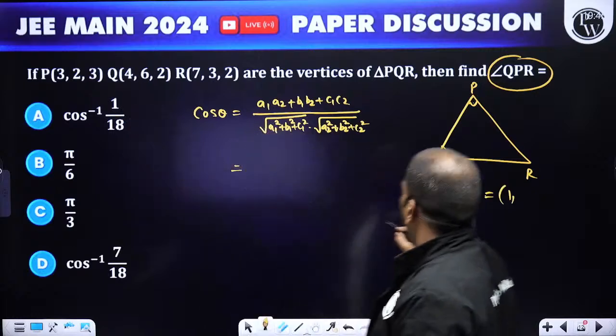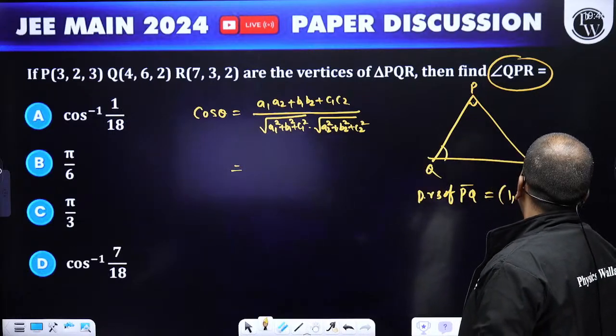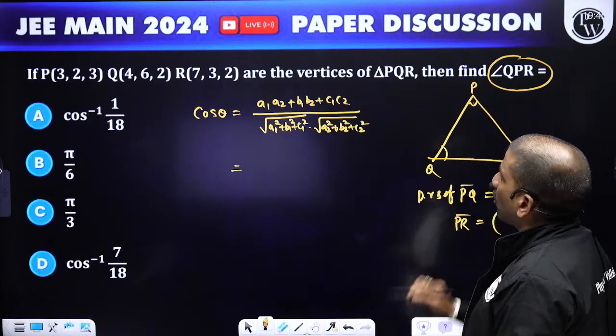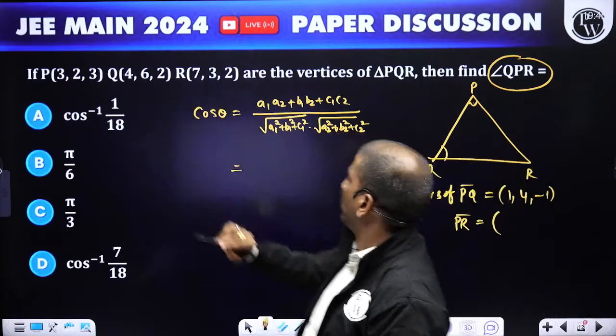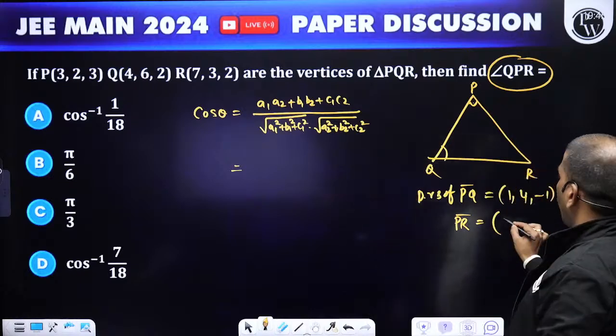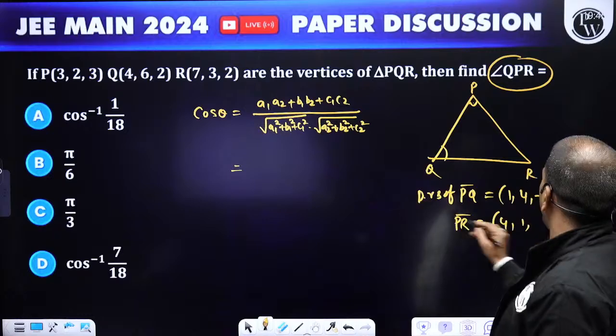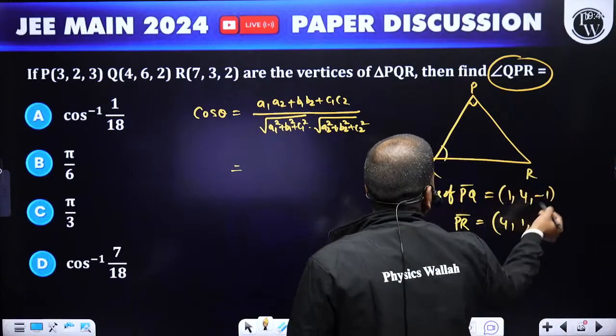6 minus 2, 4. 2 minus 3, minus 1. Now PR bar, DRs of PR bar. So R: 7 minus 3, 4. 3 minus 2, 1. 2 minus 3, minus 1. This is A1, B1, C1, A2, B2, C2.